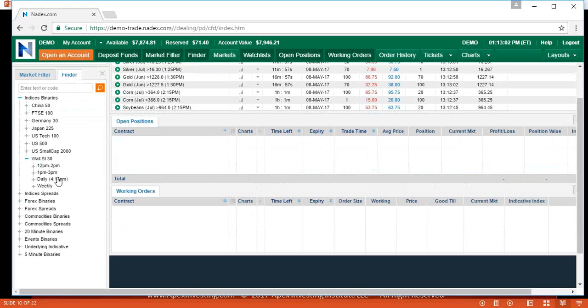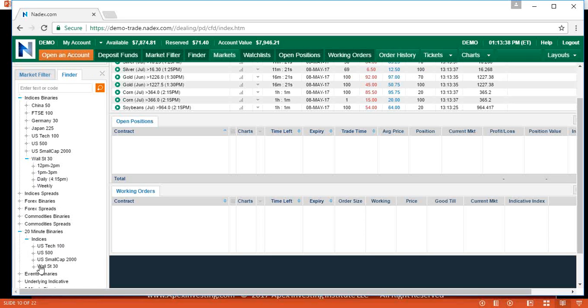We also have dailies that expire at 4:15 p.m., so we can trade the end of day. And we have weeklies that expire on Friday. So we've got a lot of options: short term, meaning within the next hour or two, a little bit longer term with end of day, and weekly all the way through the end of the week. So no matter what our strategy or system is, and by the way, there are also 20-minute binaries on the four U.S. indices, including the Dow.